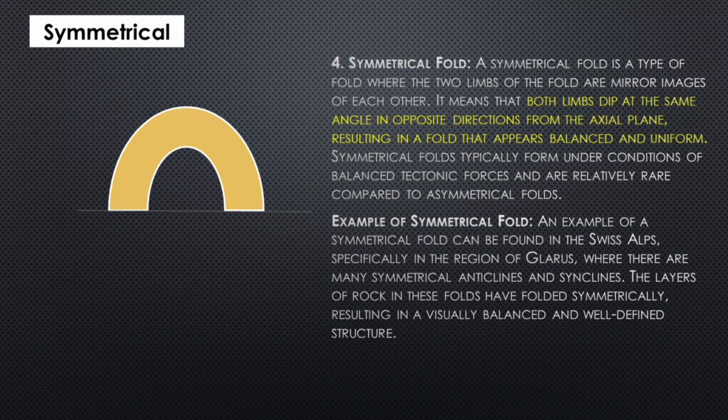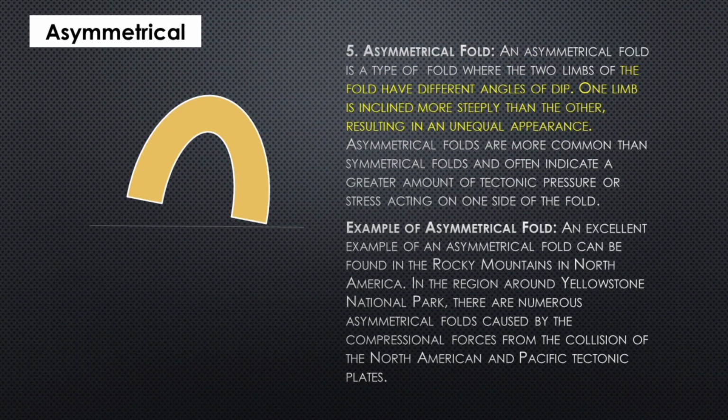And these are folded symmetrically, and the rocks are visually balanced and well-defined structures. Again, asymmetrical means uneven. So in this type of fold, the two limbs of the fold have a different angle of dip, and one limb is inclined more steeply than the other, resulting in an unequal appearance. Asymmetrical folds are more common than symmetrical folds and often indicate a greater amount of tectonic pressure or stressing activity on one side of the fold.